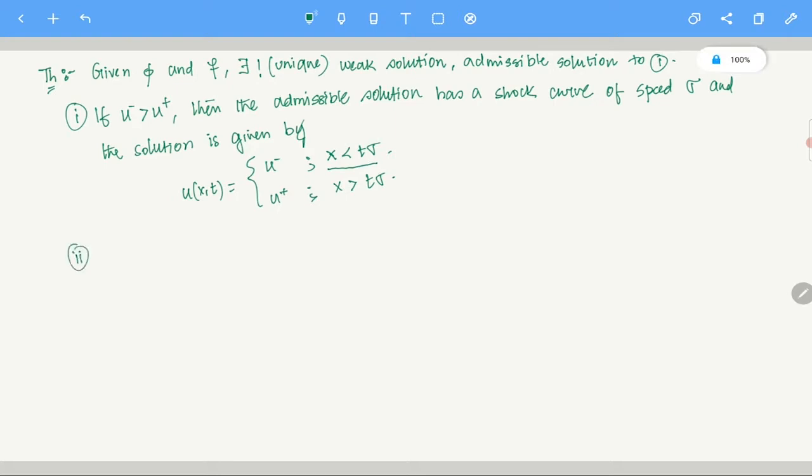And number 2, if u minus, the wave on the left, is less than u plus on the right, then you remember what happened? There was a gap, right? That rarefaction gap. Then the solution has a rarefaction wave.